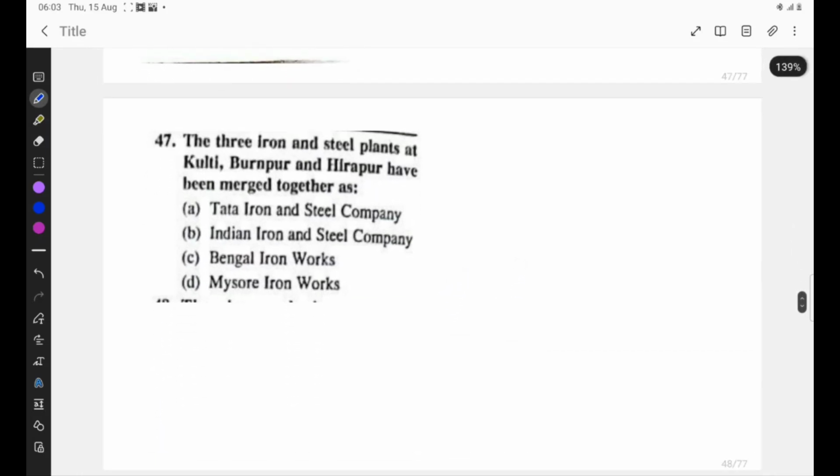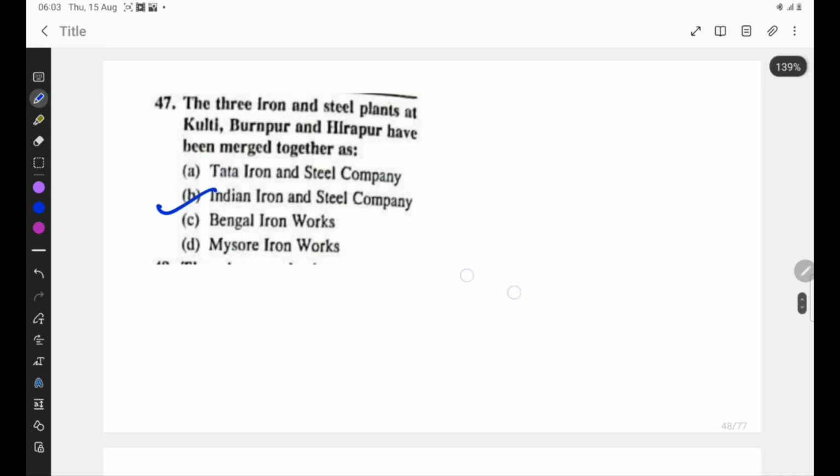The three iron and steel plants at Kulti, Burhanpur and Hirapur have been merged together as Tata Iron and Steel? No, that is in Jamshedpur. Indian Iron and Steel Company, Bengal Iron Work or Mysore Iron Work. It's B, Indian Iron and Steel Company. Let's move to the next question.